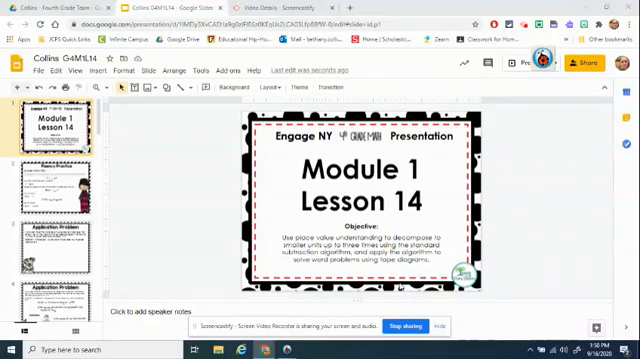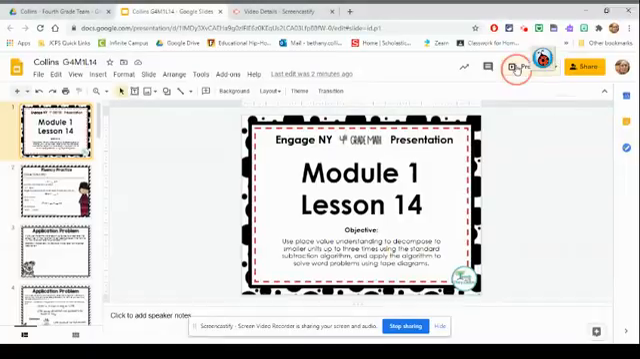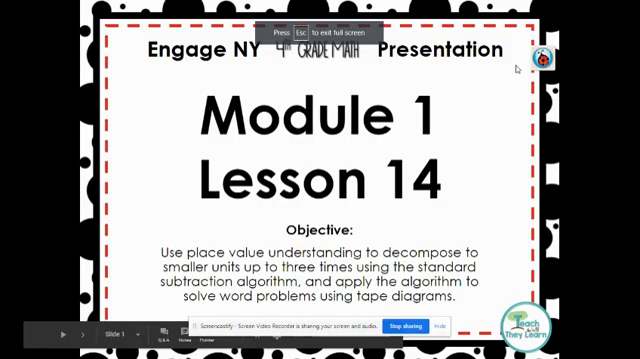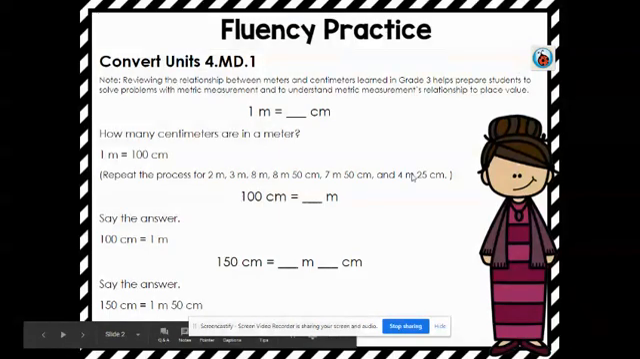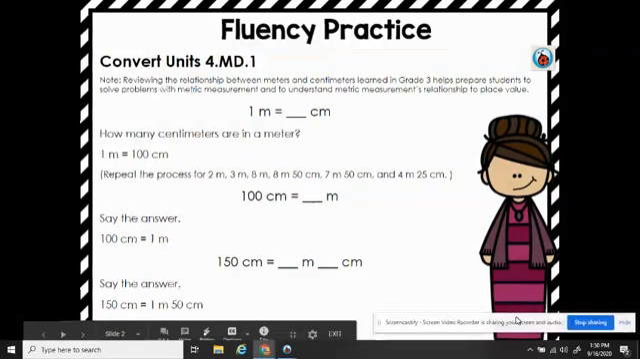Okay guys, I am going to do Module 1, Lesson 14, and we are going to be subtracting again today. So let me go ahead and hit present. Alright, so we are going to be subtracting today. Let me move this over here out of the way and get my pointer ready.